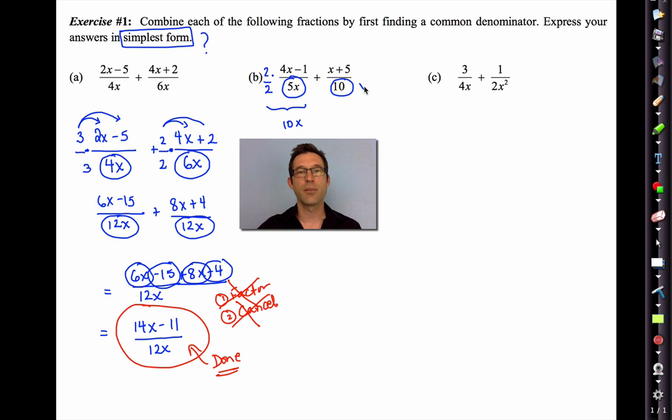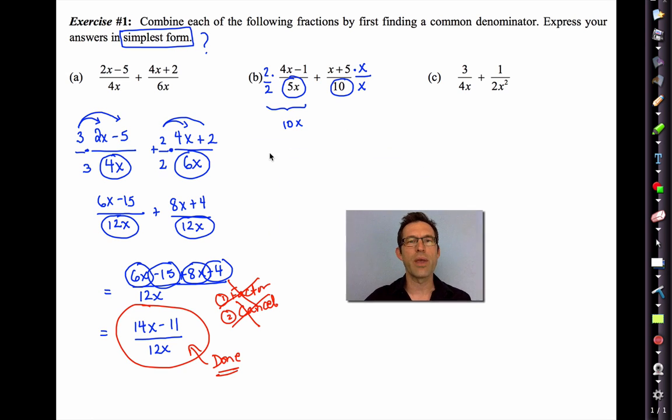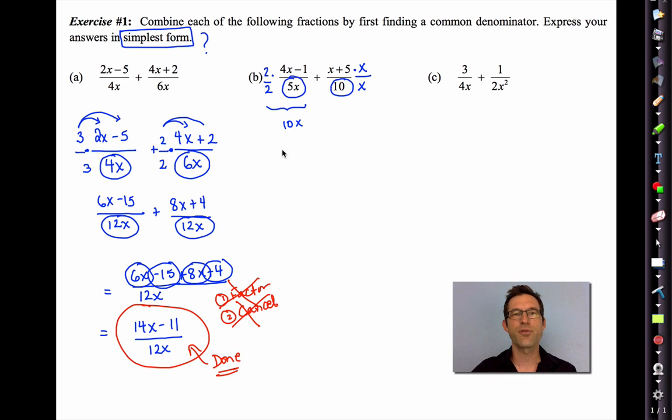So I have to have a 10x down here. Well, that's pretty easy. I'm going to multiply that by x, and I'll multiply that by x. So let's take a look at what we have at this point. That first fraction is going to be 8x minus 2 divided by 10x. And that second fraction, be careful here, folks. That x distributes, and I get x squared plus 5x, all divided by 10x.